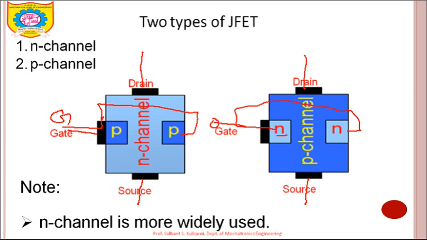Among the N channel and P channel, N channel is most widely used. One may ask why N channel FETs are widely used. Because the mobility, denoted by mu, of electrons is always greater than the mobility of holes, which are denoted by P. Because of that, for the same voltage applied between gate to source or drain to source, more charge carriers can move through the channel, and that's why N channel is more widely used than P channel.